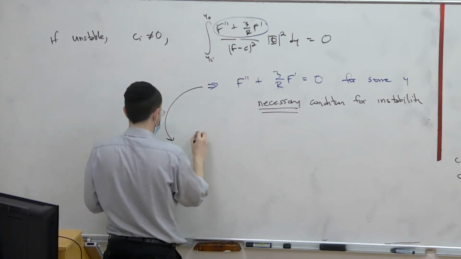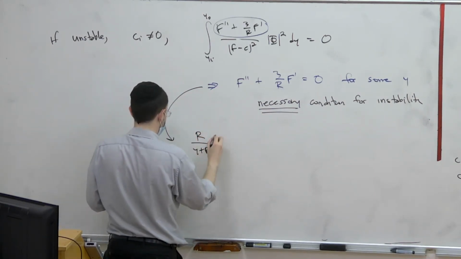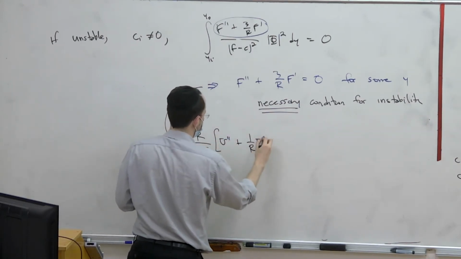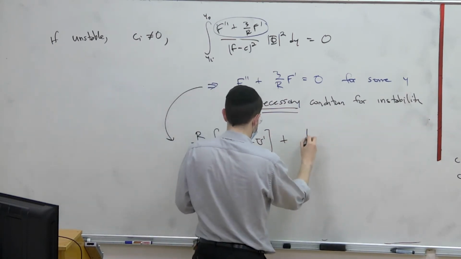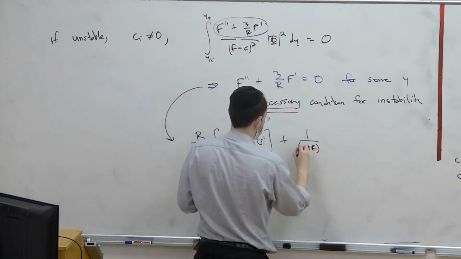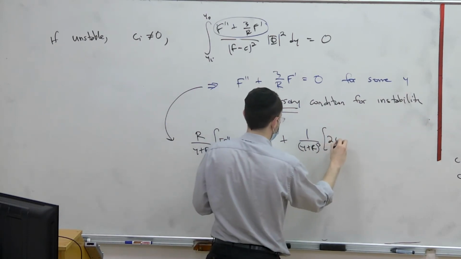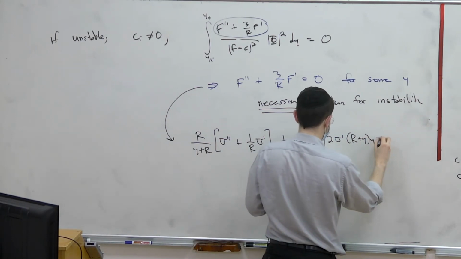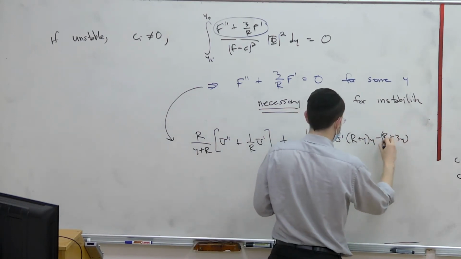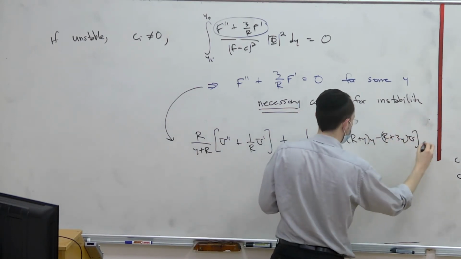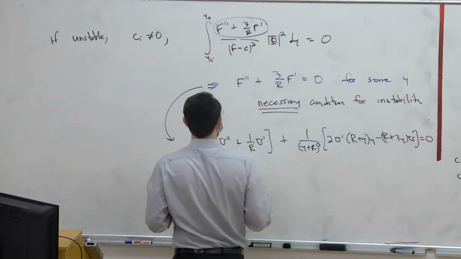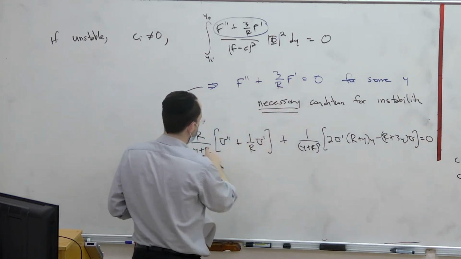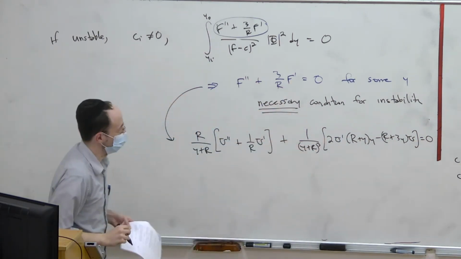This comes out to r over (y plus r) times u double prime plus 1 over r u prime plus 1 over (y plus r) quantity cubed times [2 u prime (r plus y) minus r plus 3y u]. This has to be equal to 0. So this condition here in terms of f, that's equal to 0. This is what it comes out to in terms of u.